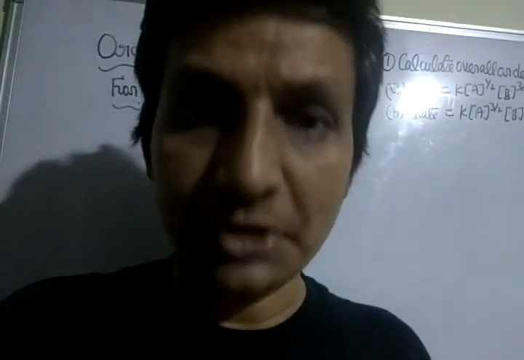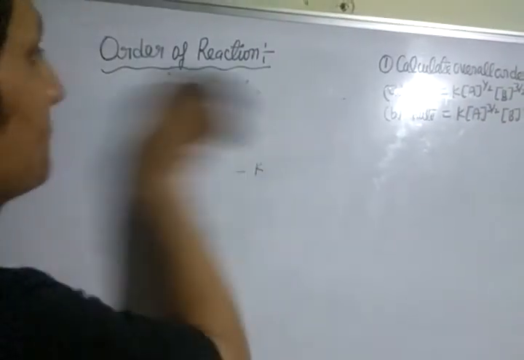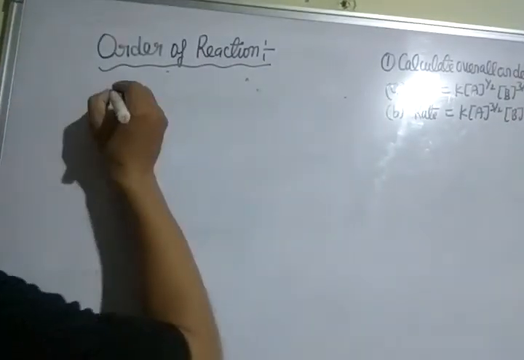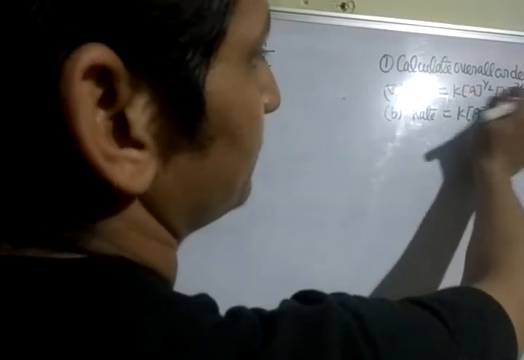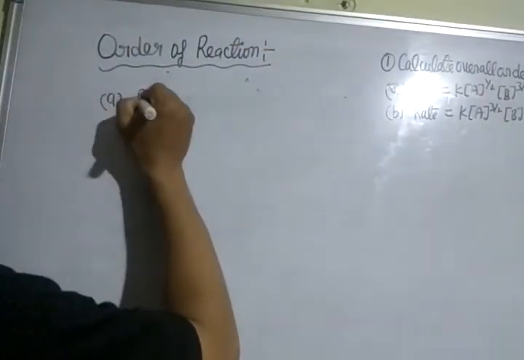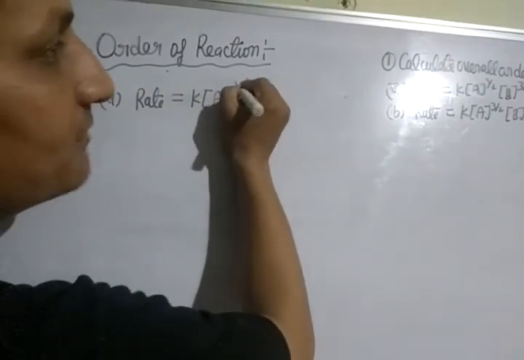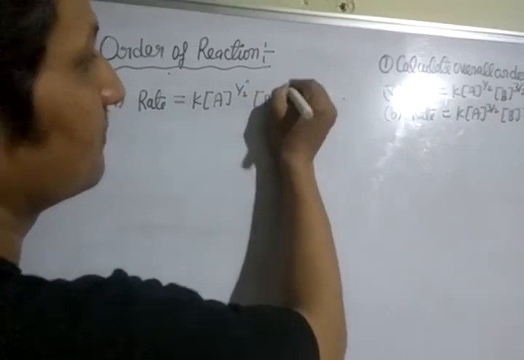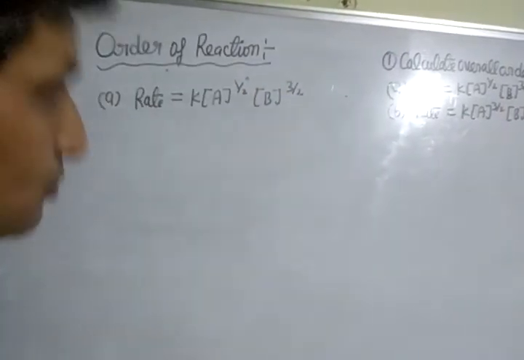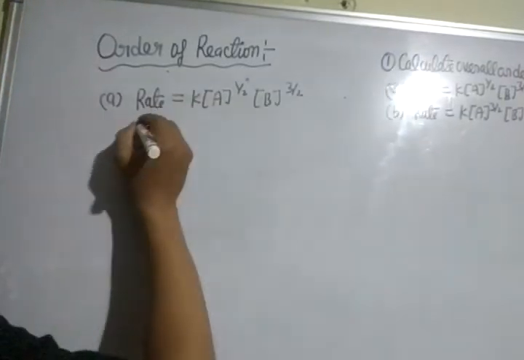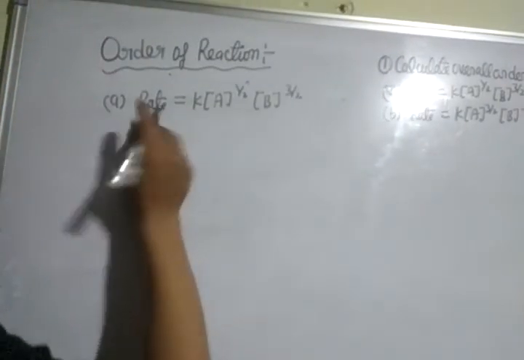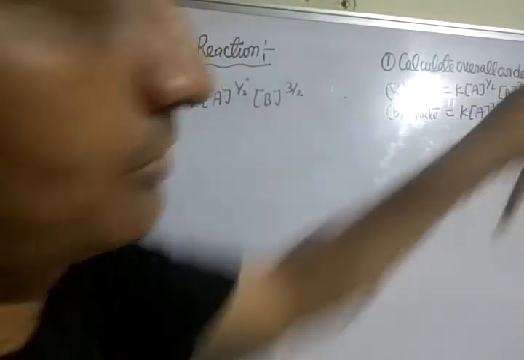Now I am telling you numericals related to order of reaction. Numerical: calculate the order of reaction. Part A: rate is equal to K[A] to the power 1/2 [B] to the power 3/2. Okay. So first we have to write the rate. We have to find out the overall order of reaction.